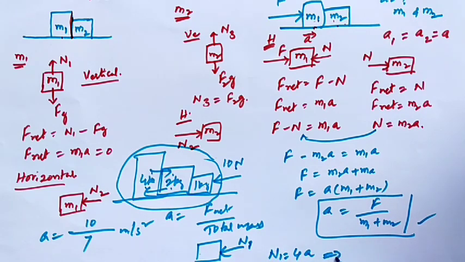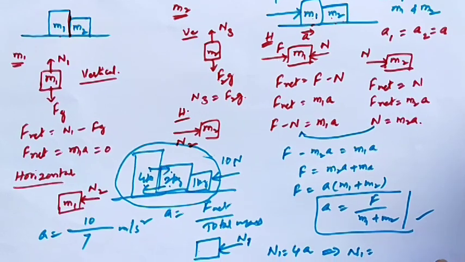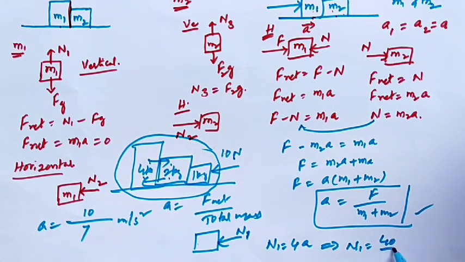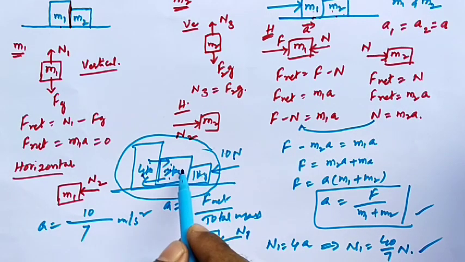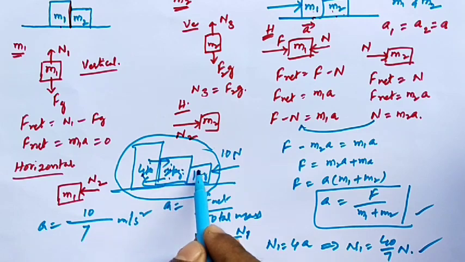Okay, therefore N1 is equal to 4 into a, which is 40 by 7 Newton. Understood? This is the force applied by the 2 kg block on the 4 kg block. What is the force applied by the 4 kg block on the 2 kg block? Same. What is the force applied by the 2 kg block on the 1 kg block?